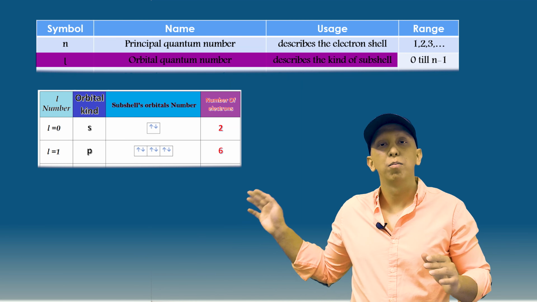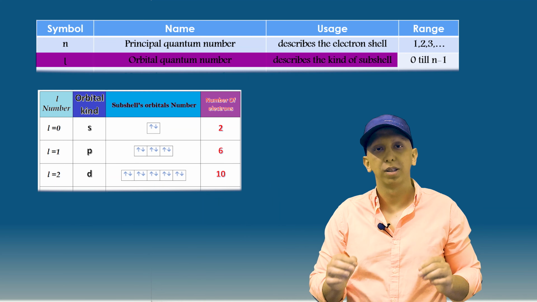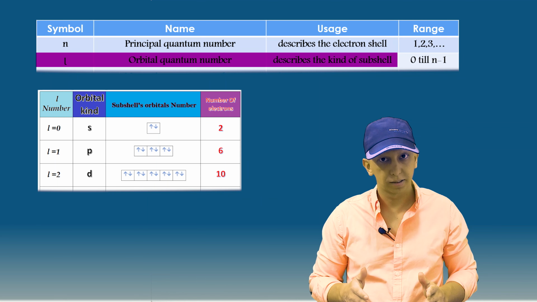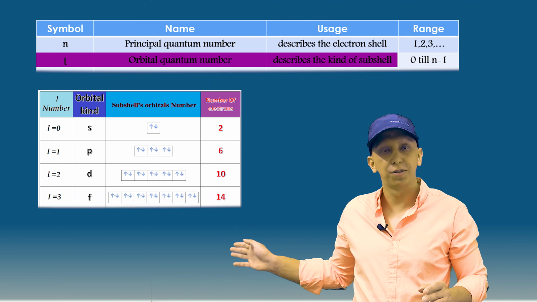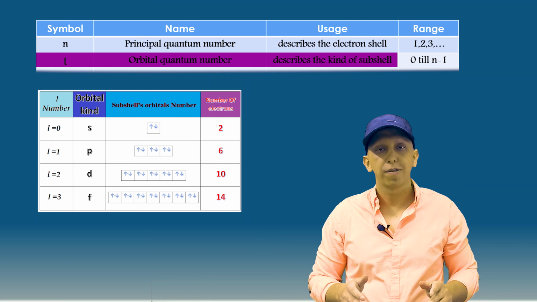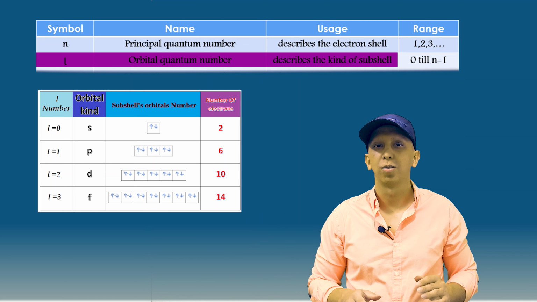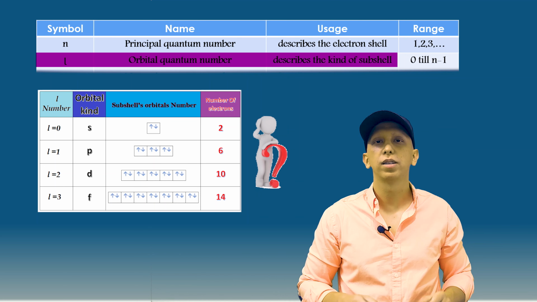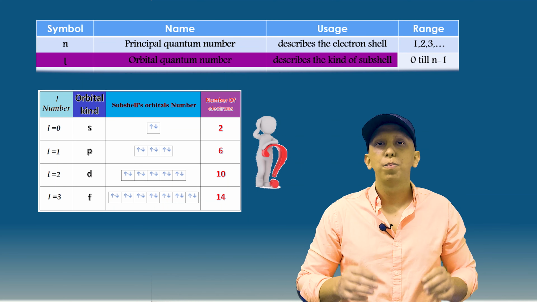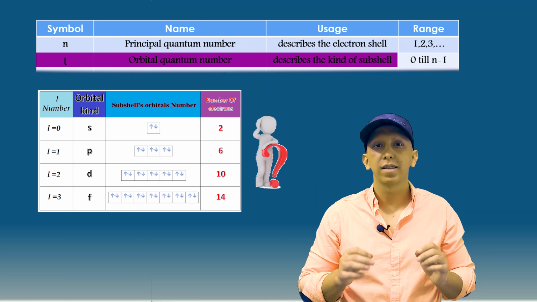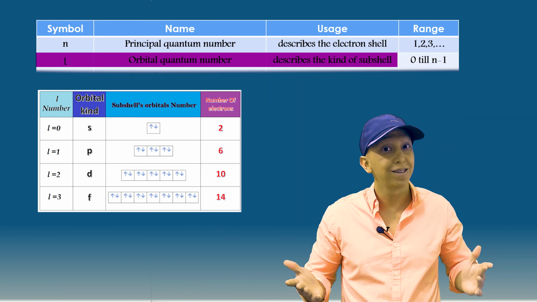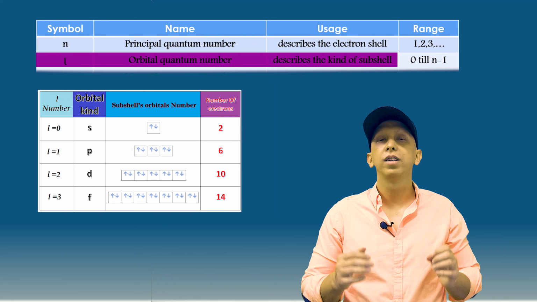And when L is 2, the kind of subshell is d, which has 5 orbitals and 10 electrons. And the last, when L is 3, the kind of subshell is f, which has 7 orbitals or 14 electrons. But wait a minute, what is an orbital? An orbital is a cloudy place in an atom where the probability of finding an electron is more than 90%. That's it. Now it's time to talk about the range of L.